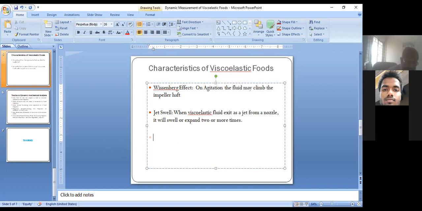Third is the tubeless siphon. Fluid tends to climb in the tube and comes out.